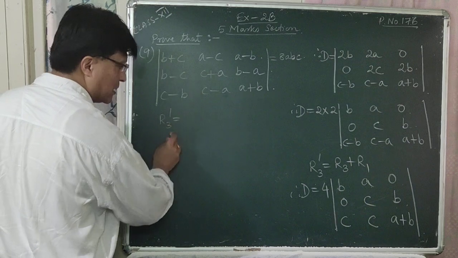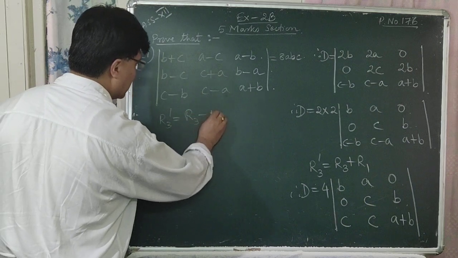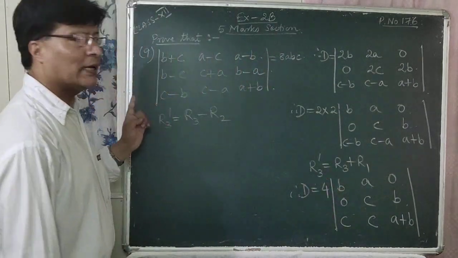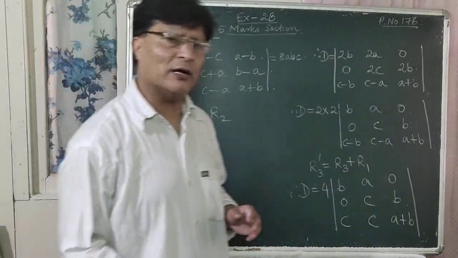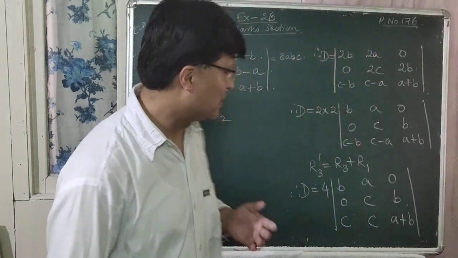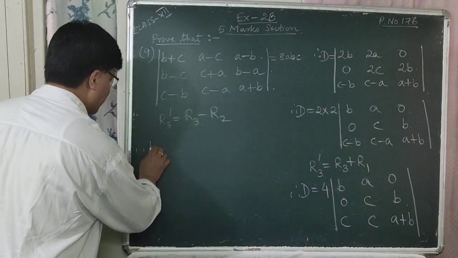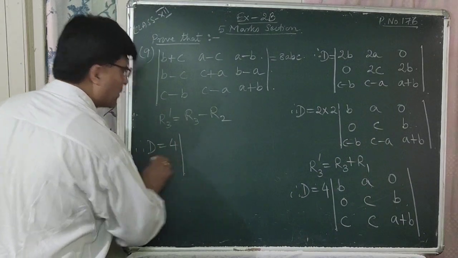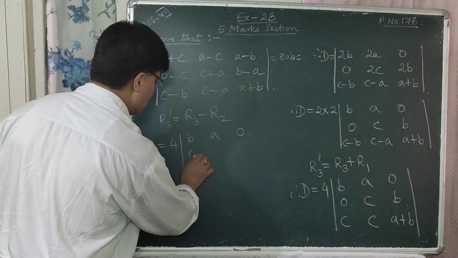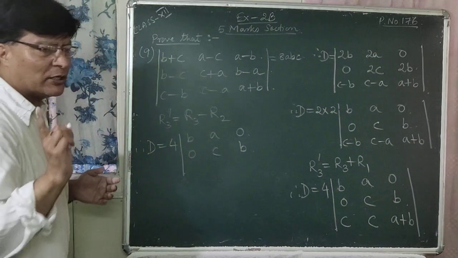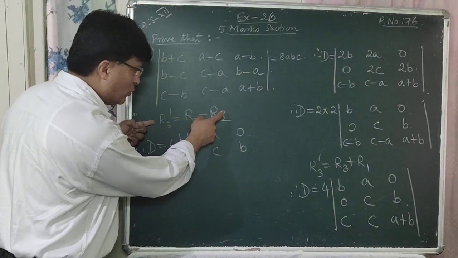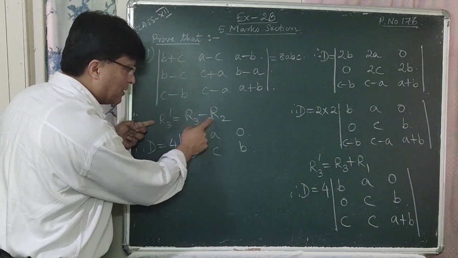R3 dash is equal to R3 minus R2. Now in this case, we are using property R3 dash is equal to R3 minus R2. That means row 3 is changing, right? So therefore D is equal to 4. Now what is the first row here? BA0. What is the second row? 0CB. Now what is the new third row? That is, new third row here is R3 minus R2. We have applied this property, that is R3 minus R2, right?